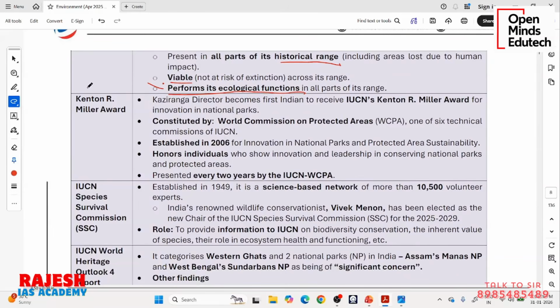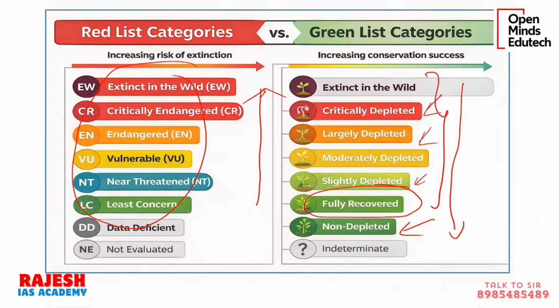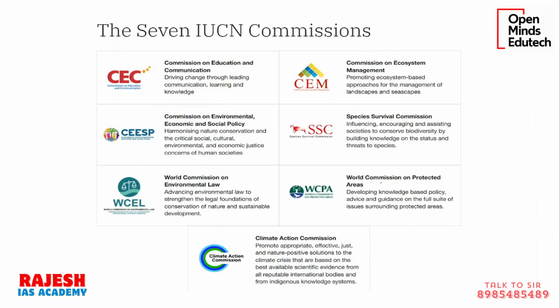Then there is something called the Kenton Miller Award. It is given by this IUCN World Commission on Protected Areas. So we are talking about this protected areas commission. Previously we talked about the Species Survival Commission. Now this award is given by the World Commission on Protected Areas.